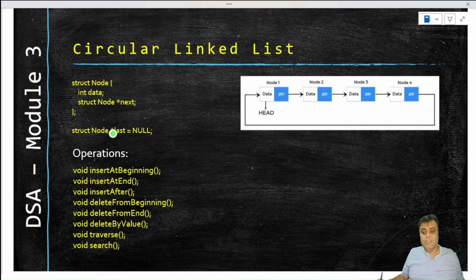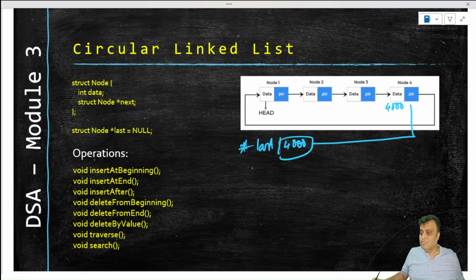Because if I store last, where is last pointing? Let us say last is pointing to some address, let's say this is 4000. So last is pointing here, right? If last is pointing here, then using last, I can do a lot of operations which saves an order of n.